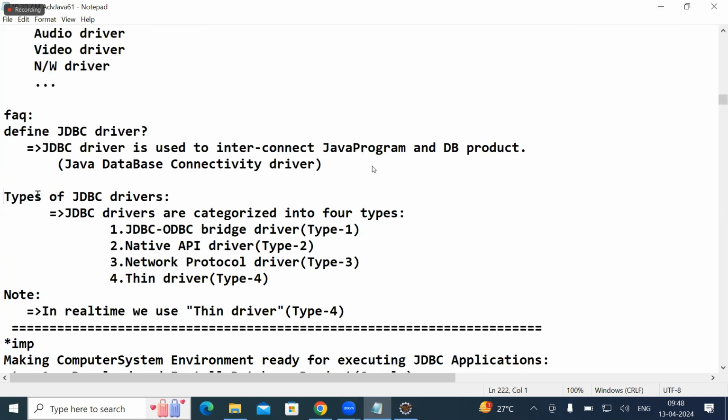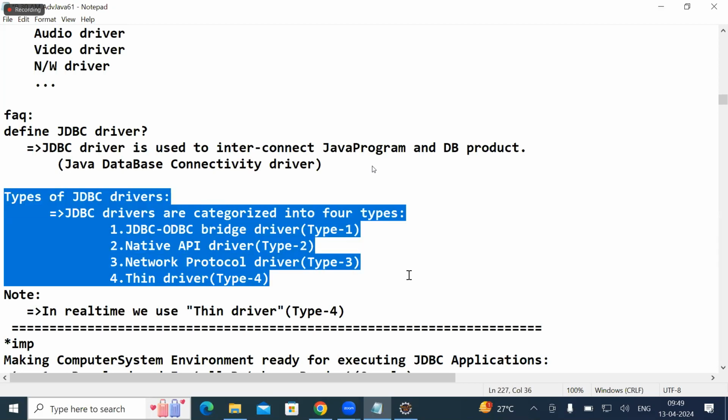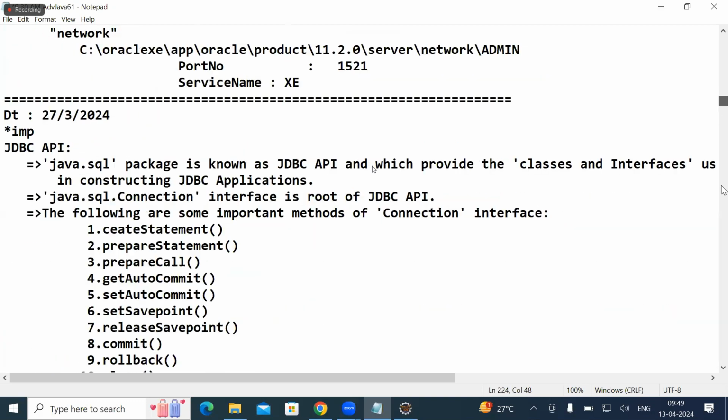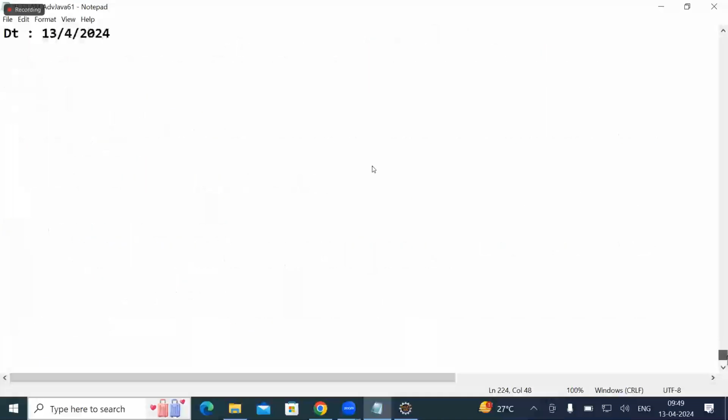These JDBC drivers are categorized into how many types, as of that day? Four types. What are they? JDBC-ODBC bridge driver, native API driver, network protocol driver, and thin driver. Here you are expecting one interview question based on it. So today I am writing the types of drivers. The discussion I am making is from the interview point of view. The discussion is happening today.